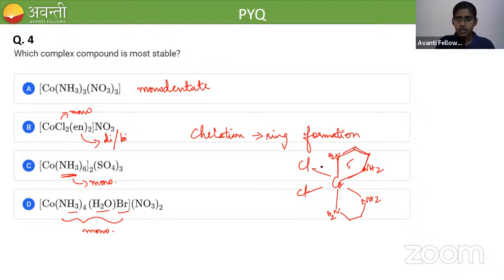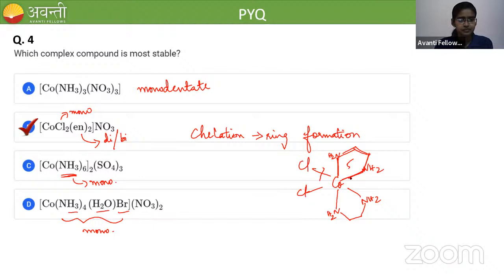If it is monodentate, once this bond gets broken, it goes into the solution. But in case of bidentate, we have two bonds, right? We have to break these two bonds, then only they will go into the solution, meaning they will become unstable. Got it? So the chelating ligands are more stable. Since ethylene diamine is a chelating ligand, complex B is most stable among the given 4 options. So option B is the correct answer for this question.